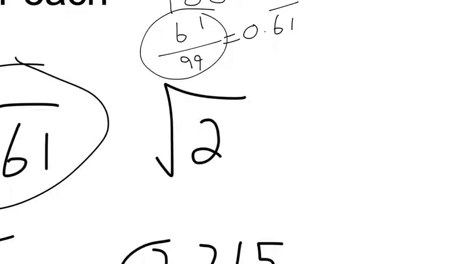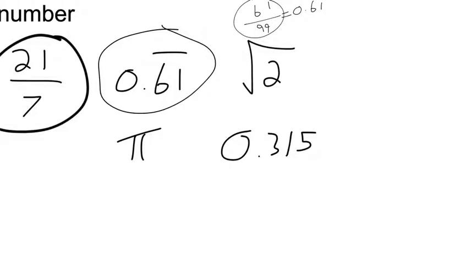Square root of 2 we already discussed, that's irrational. 0.315, this isn't a reduced fraction, but it can be written as a ratio of two integers, so that means it's a rational number. And pi we discussed is irrational because decimals never stop.